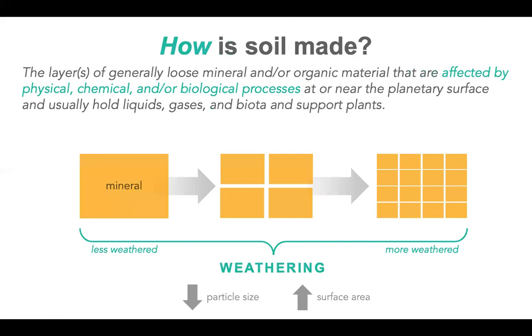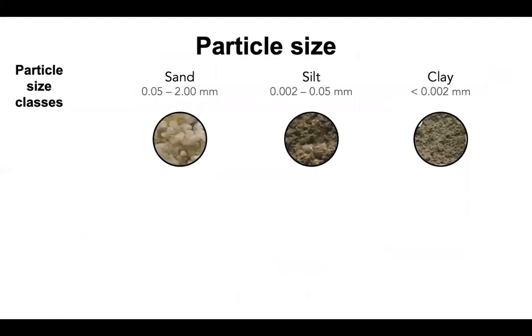So we have names for those mineral particles based on their size. We have 3 different particle size classes. You might be familiar with some of these. So you have sand, which refers to anything that is between 0.05 and 2 millimeters. Then you have silt, which is between 0.002 and 0.05 millimeters. And the smallest is clay, which is anything that is less than 0.002 millimeters. So that's a pretty small particle here. And you can see some close-ups to see exactly what those look like.